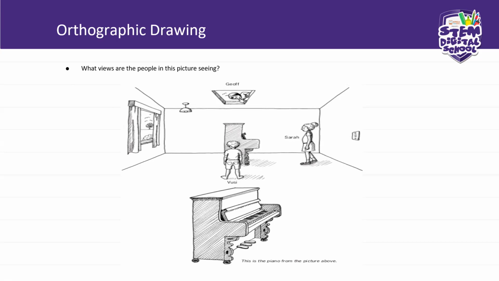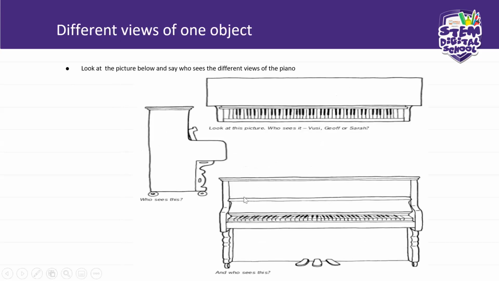Now, you in grade 7 will be like these characters, because in grade 7, we are supposed to draw one side of the object. So Vusi will only draw the left side. He will not draw the whole piano. He'll only draw a two-dimensional view of this left side. And Sarah will draw this only, and Geoff will draw this only. So you understand now two-dimensional drawing. You only draw one side, not in three dimensions, but flat. A kind of projection, right? This is what they will draw.